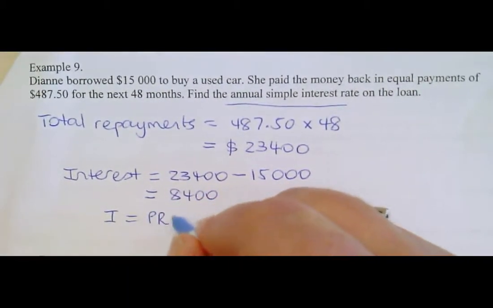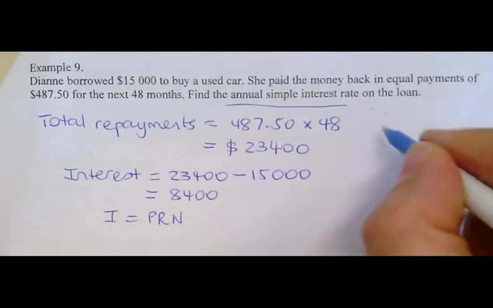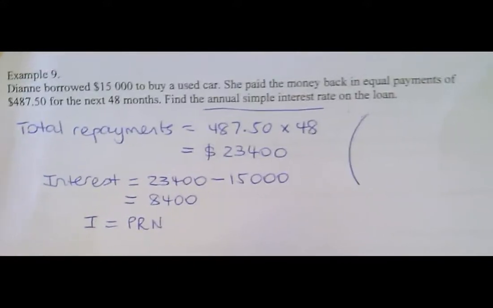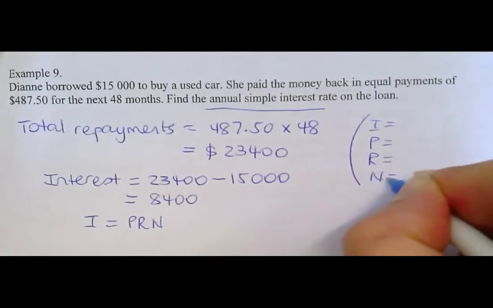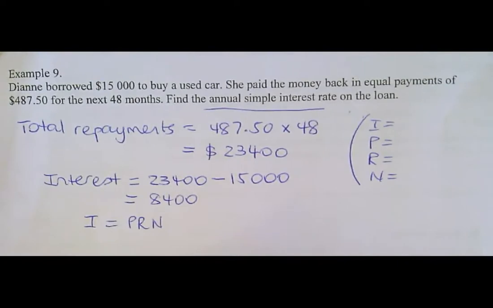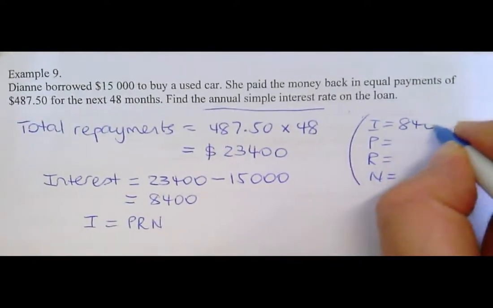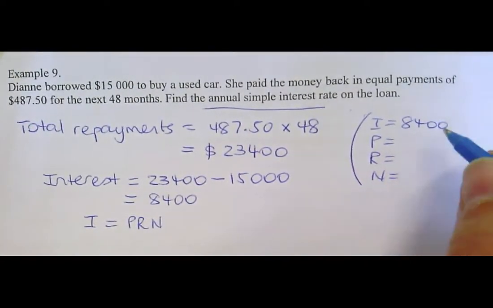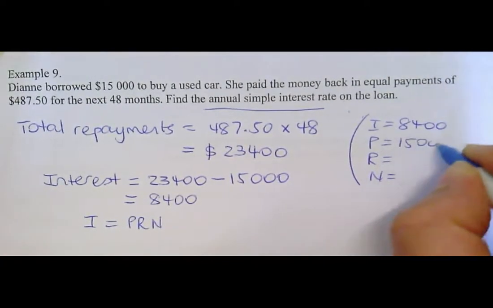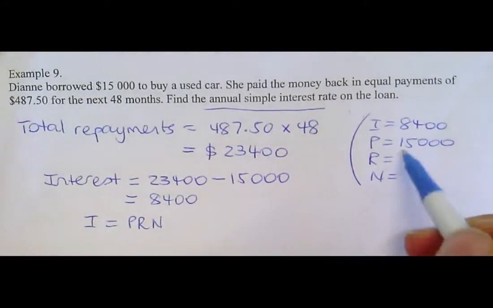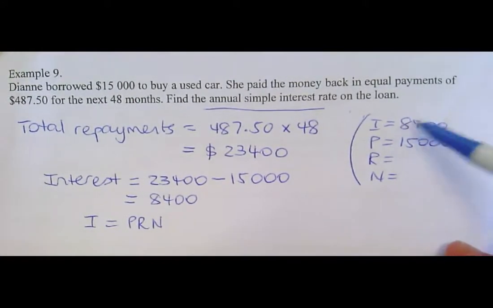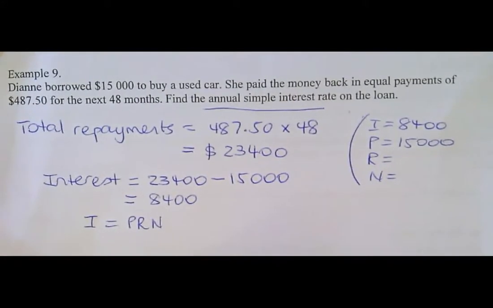I equals PRN. We then go over the side and we write down what we've got. So I is, P is, R is, N is. Okay, what have we got, girls? What's I? What's the principal? The principal is the amount that you borrow. Look at those two numbers. You're borrowing $15,000. You're paying $8,400 in interest. That's more than half of what you borrowed. Do you see that? That's a lot to be paying back.